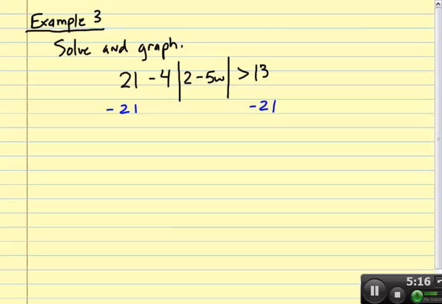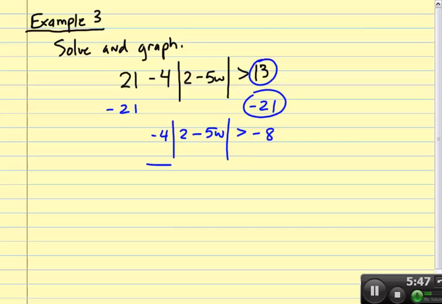Now, when I do that, I'm going to get negative 4 times the absolute value of 2 minus 5w is, let's see, greater than negative 8. When I put those two things together, I get negative 8. Now, first off, I'm thinking, wait a minute, I got absolute value of negative 8. Yeah, that's true. But remember, what you're saying is I can't have an absolute value that's negative, but I'm not done yet.